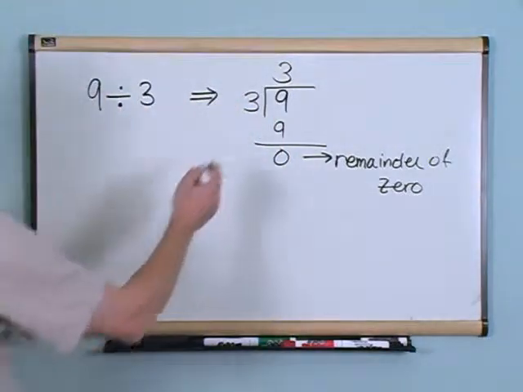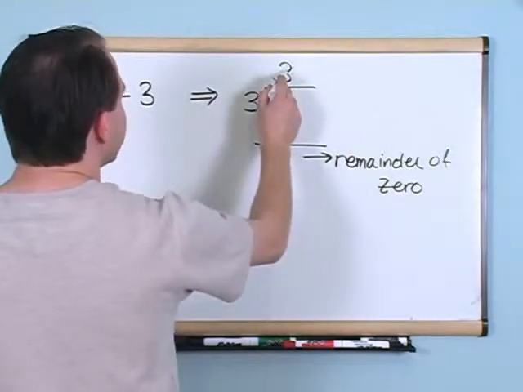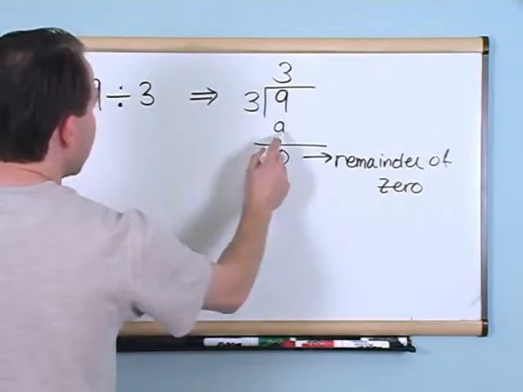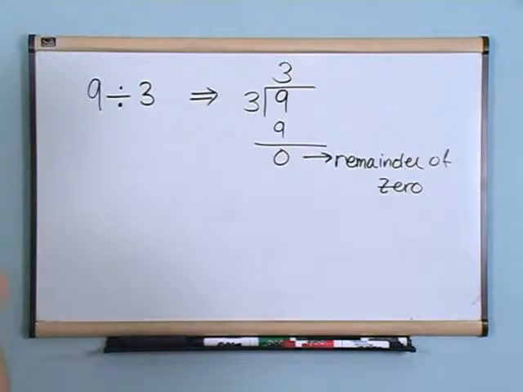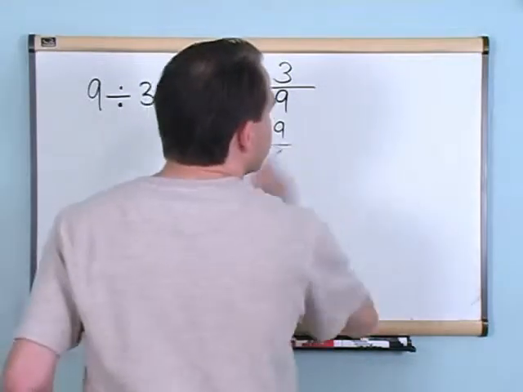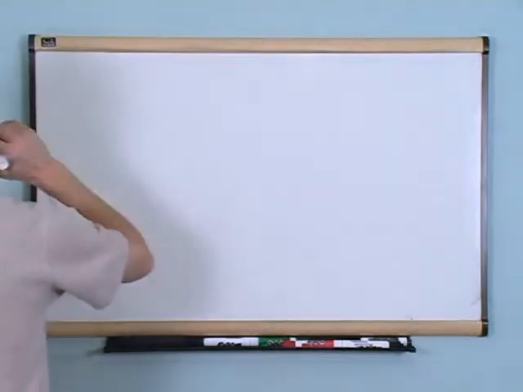So I want you to get in the habit of, once you put what you think the answer is up here, go ahead and multiply and then subtract. And when you get a 0 here, then the remainder is 0, and that means there's nothing left over, okay? Let's continue on. You'll understand this remainder stuff as we go along.